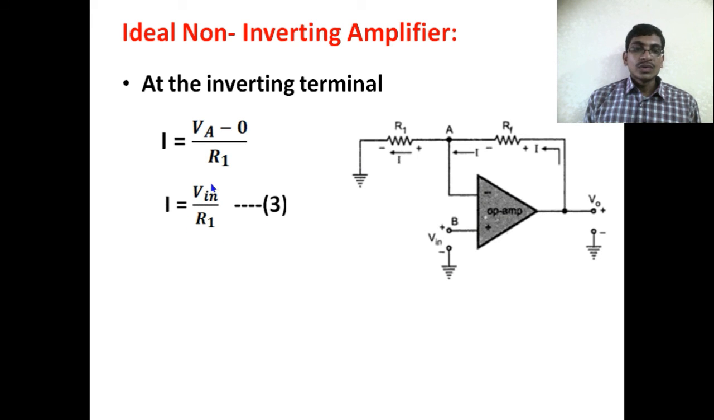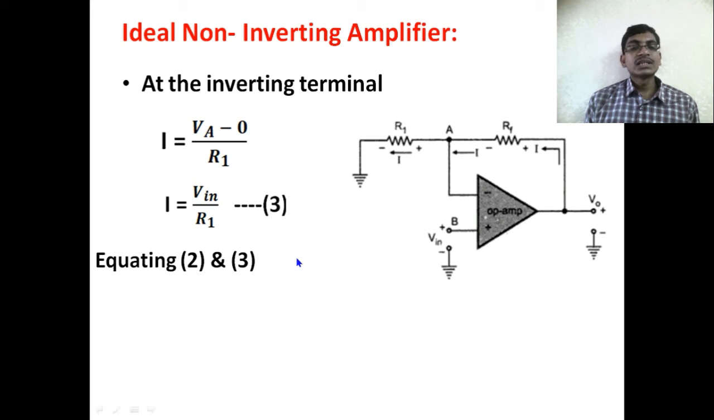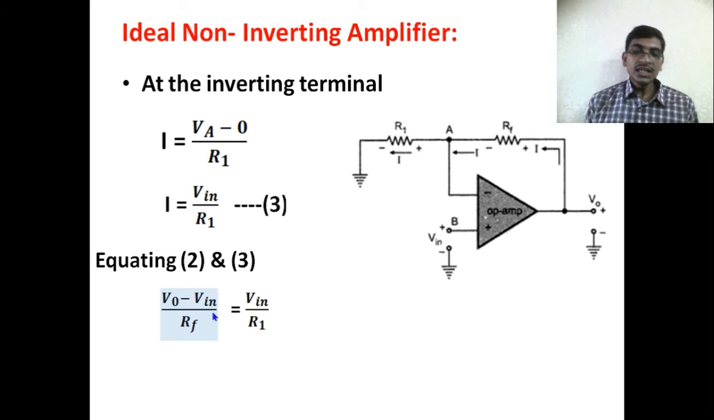Now VA is equal to, according to the virtual ground, VA and VB are equal to VIN only. So instead of VA, we are writing VIN by R1, which is equation number 3. Now we are going to equate equation number 2 and 3. So equation number 2 says V naught minus VIN by RF is equal to, and equation number 3 is VIN by R1. Both LHS are I currents only, so we are equating the RHS terms.